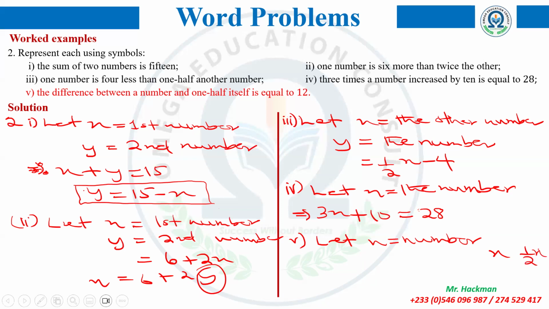Yes, sir. Okay, so I will say that this implies that we are told the difference between the number and 1/2 itself is 12. So the difference I'm talking about is this minus that. So I'm going to get X minus half X, let me write X minus half X, should be equal to 12. Any issues?